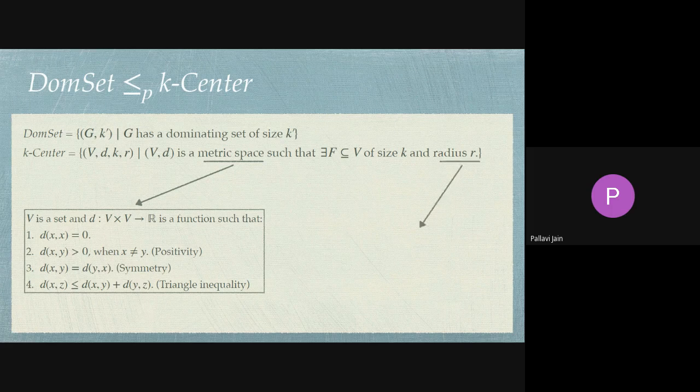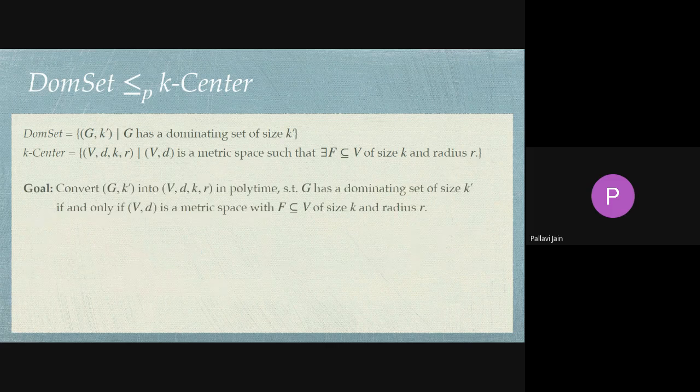What is radius? So the radius of a K center, we'll call our F a K center, is simply the maximum distance of an element from the nearest center. Basically, you pick one element in V, calculate the distance to its nearest center. Then you pick another element, again calculate the distance to its nearest center, and then you take the maximum of all of them, right? So this is the radius. Fine. So let's see the reduction now.